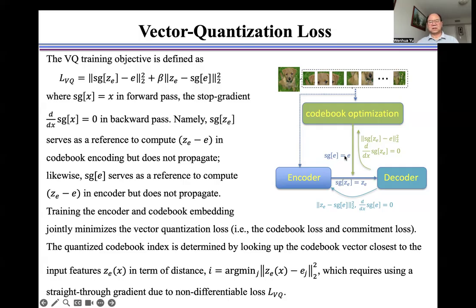In forward, this is ZE. In backward, this is the stop gradient. Training the encoder and the codebook embedding jointly minimizes the vector quantization loss. The quantized codebook index is determined by looking up the codebook vector closest to the input features, ZE, in terms of distance, as shown here, which requires using a straight-through gradient due to the non-differentiable loss, LVQ.